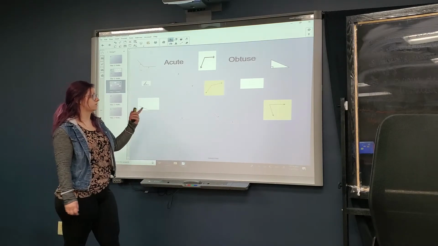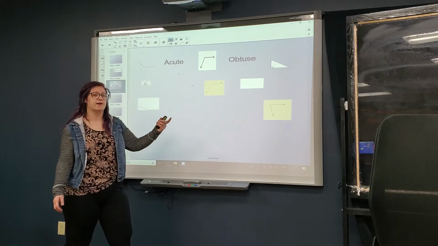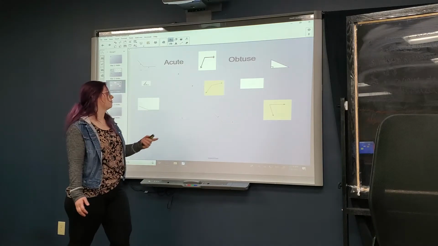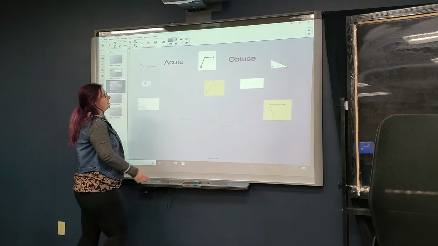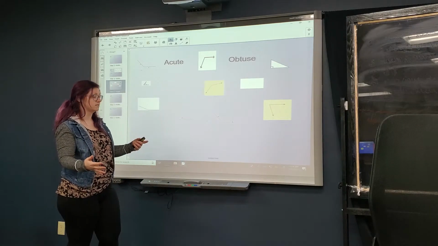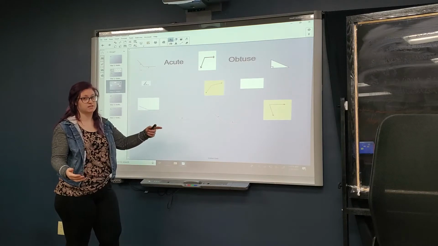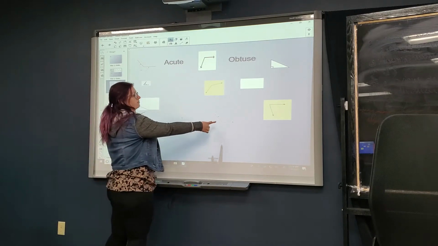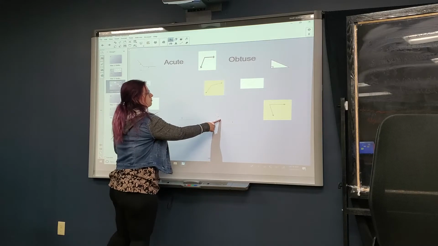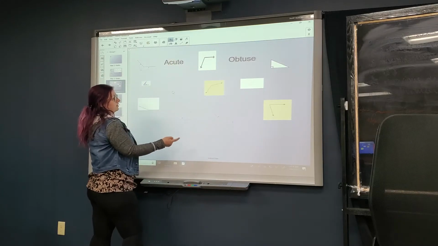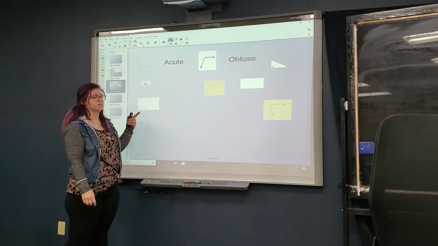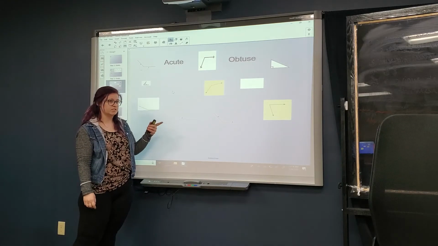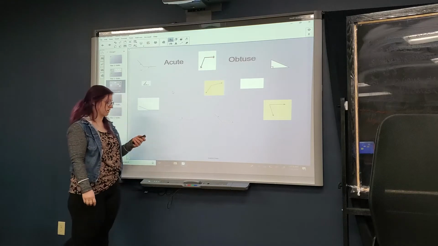So I would have just however many pictures I have, I'd have each student come up and just drag it to the correct one. If it's correct, it disappears. If it's wrong, it goes back to normal. So this is an obtuse angle, so if a student puts it in acute, it's going to bounce right back. So this activity just shows that students can differentiate between acute and obtuse angles.